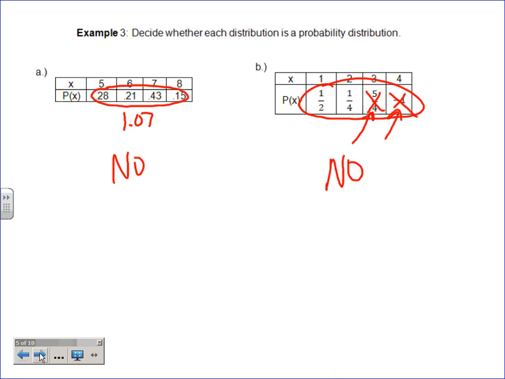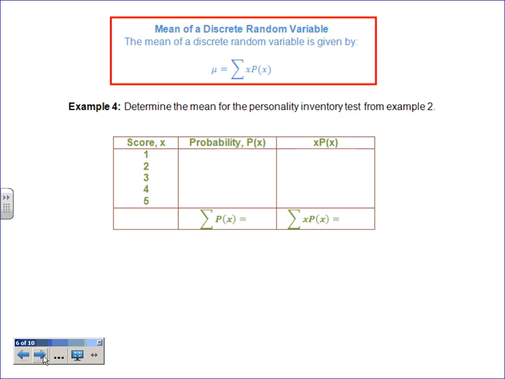Any questions so far about a probability distribution? No? All right, we're doing great then. The mean is actually quite simple.